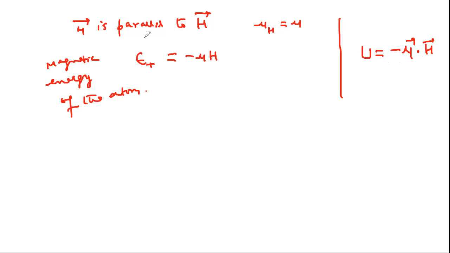So when the atomic magnet is parallel to H, the magnetic moment in the direction of H is mu, and the magnetic energy of the atom in this plus state, which we call the spin up state, is minus mu H. Let me encircle it. Right? Epsilon plus is minus mu H.